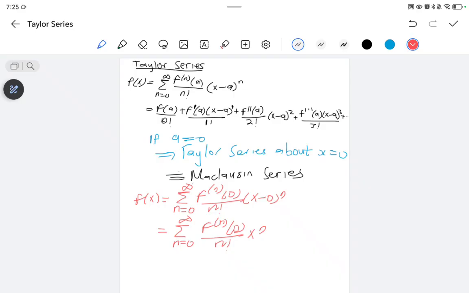So then now, Maclaurin series goes with Taylor series. It's just a special case of Taylor series. That's why I said that if we let a be equal to 0, this will be a Taylor series about 0, meaning about the origin.